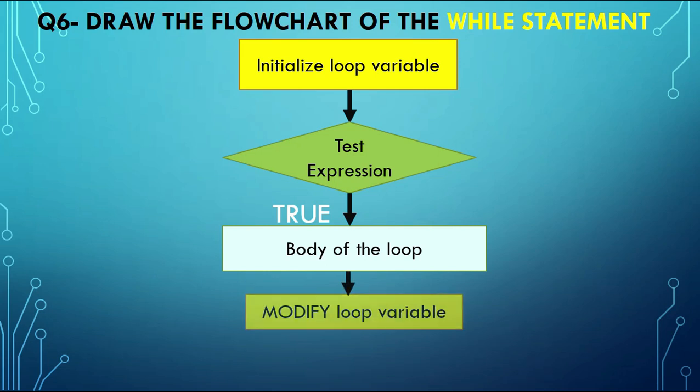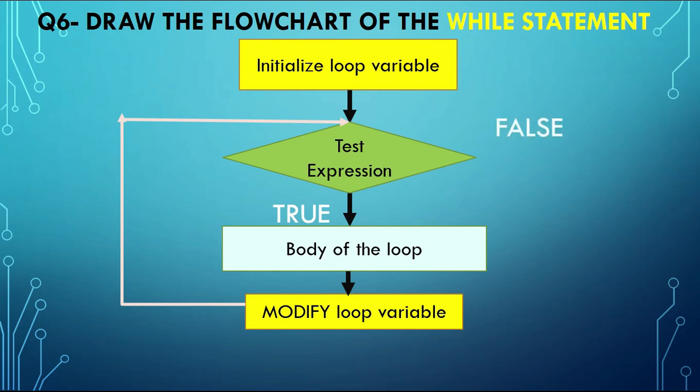Inside the while loop, we have to modify the loop variable, either increase or decrease it, otherwise it will be trapped in an infinite loop. So we modify the loop variable, and again we check the test expression, the condition. As long as the condition is true, these steps keep on continuing, and finally when the test expression becomes false, it will exit the loop.